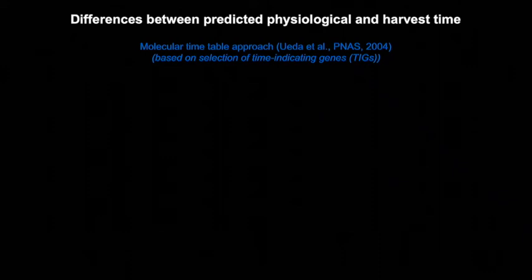So you infer the time from this line, and you compare it to the time at which you sampled the line. And if that time point is the same, that's good, right? Because that benchmarks your approach. But if it's different, it means that there is circadian gene expression variation, right?